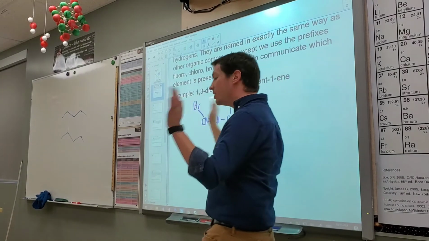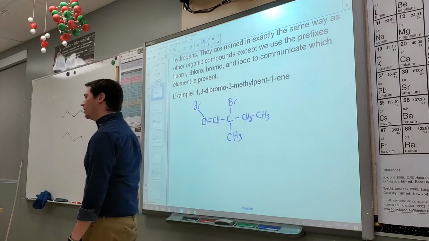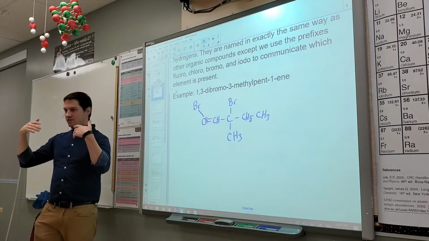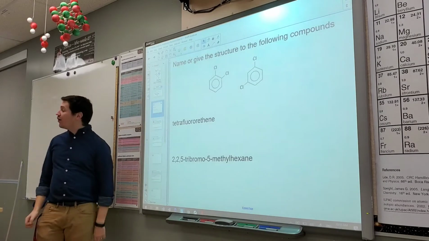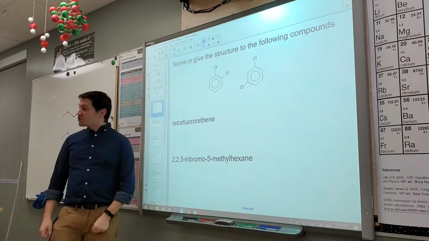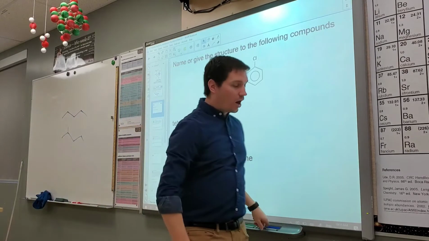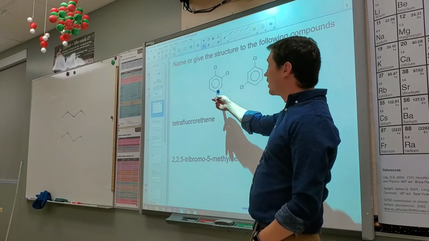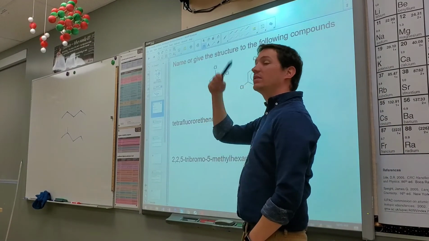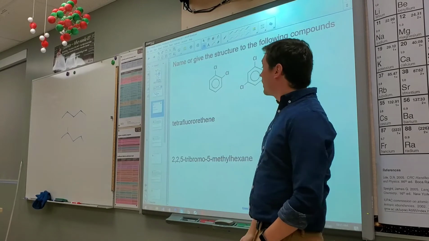Naming is no problem. Naming is just fluoros, bromos, chloros, and iodos. That's it. So let's go ahead and name these two compounds. We're going to name the one on the left. Can we do the one on the left all together? Is that okay? Okay.